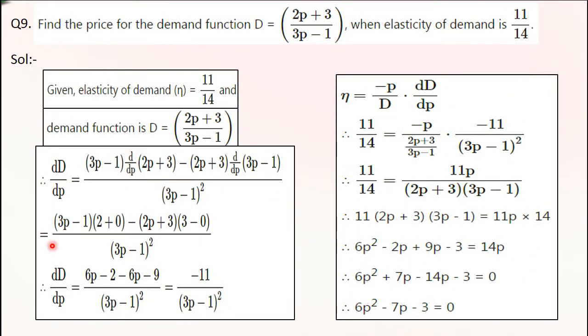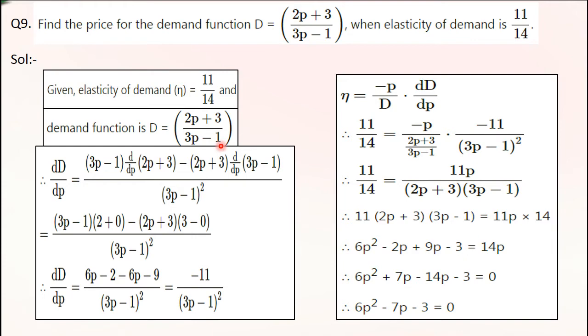Question number 9. Find the price for the demand function D is equal to (2P plus 3) divided by (3P minus 1) when elasticity of demand is 11 upon 14. Given values: elasticity of demand eta is equal to 11 upon 14 and demand function D is equal to (2P plus 3) upon (3P minus 1). Now, we need to find the price.